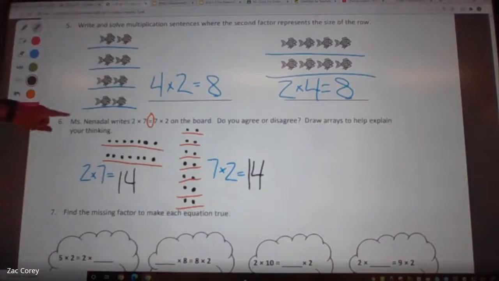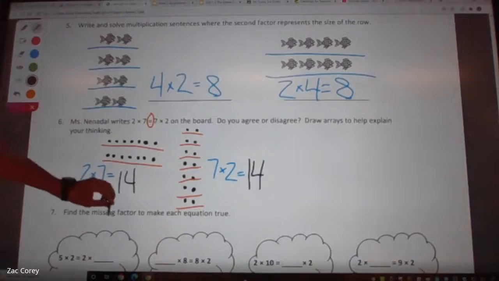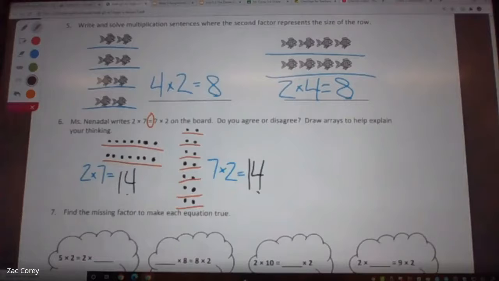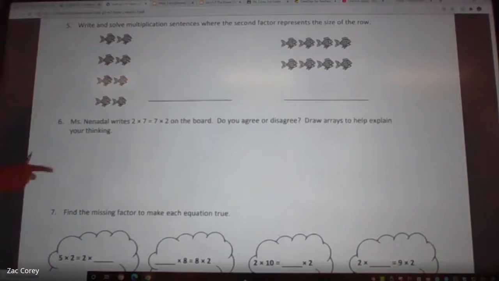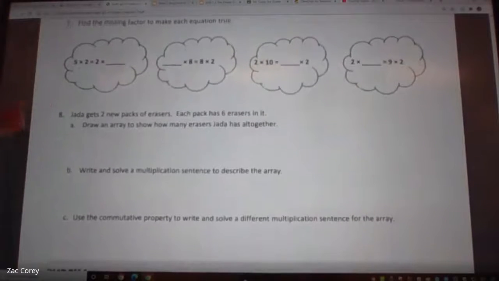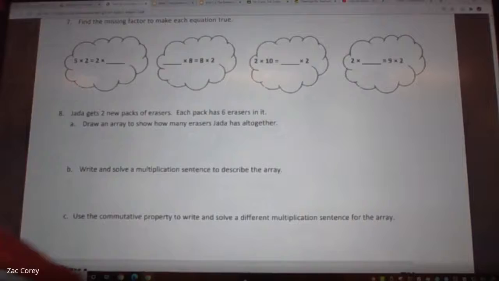So was Miss Nedadal right? Does 2 times 7 equal 7 times 2? I would say yes, right? Because we got the same answer. We got 14 here, 14 here. So she is right. So you can write that next to it. Yes, Miss Nedadal is correct. All right, let's finish this off here. Number 7.